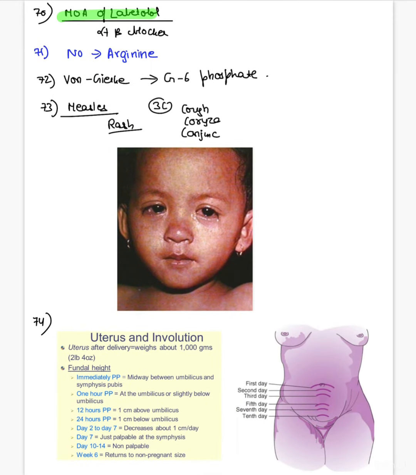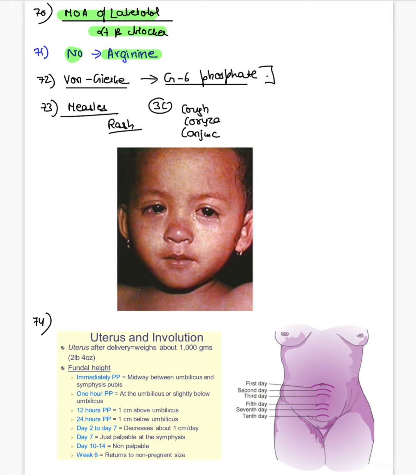Then coming to the mechanism of action of labetalol, guys, it is both an alpha and beta blocker. Then they ask you nitric oxide, arginine, guys. Then a similar question like melanin, guys, you had. Serotonin comes from tryptophan, a simple question, like melanin from tyrosine. Then von Gierke's disease, guys, is due to glucose 6 phosphatase deficiency, and it is type 1 glycogen storage disorder, guys. We have already discussed this.